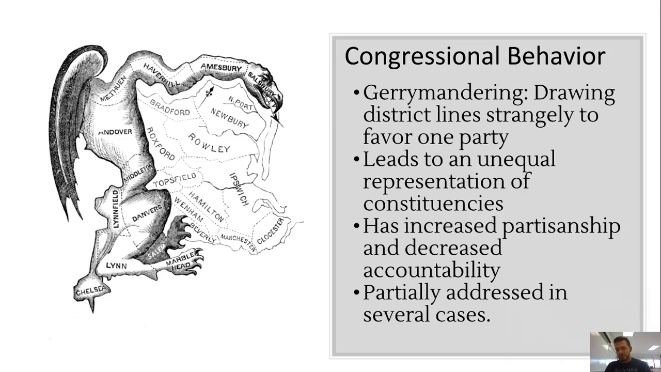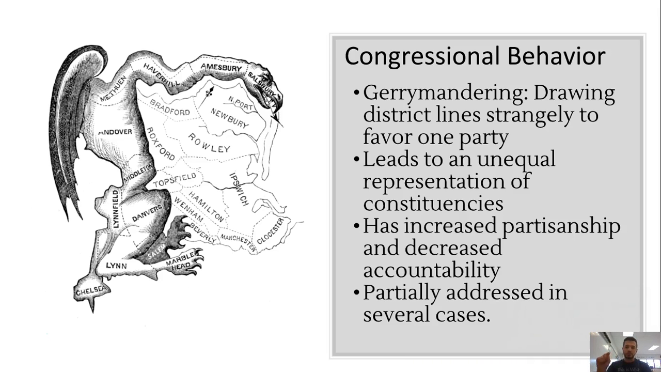All right, so the best part about congressional behavior, guys, is that they get to redraw their districts, and more recently we have seen a lot of gerrymandering take place. Gerrymandering is drawing district lines strangely to favor one party over another. It leads to unequal representation of constituencies. Basically, you draw the lines in such a way that it is going to favor one party over another.